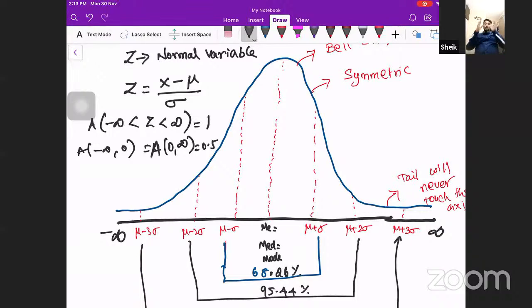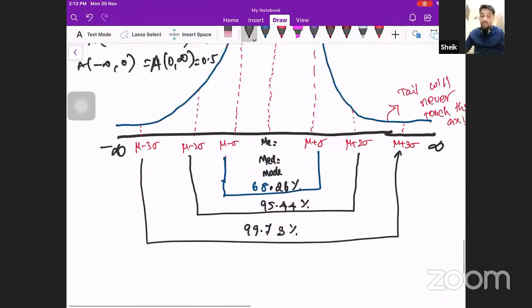Next, we divide the bell-shaped curve into mu minus sigma to mu plus sigma, mu minus 2 sigma to mu plus 2 sigma, and mu minus 3 sigma to mu plus 3 sigma. Then area coverage: between mu minus sigma and mu plus sigma it is 68.26%, between mu minus 2 sigma and mu plus 2 sigma it is 95.44%, and between mu minus 3 sigma and mu plus 3 sigma it is 99.73%.